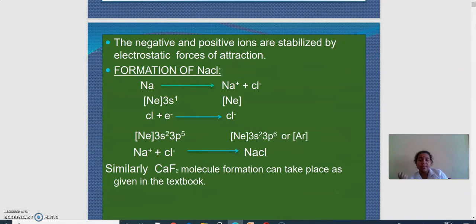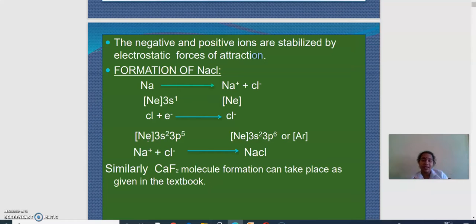If we take the example of sodium chloride, sodium has the outer electronic configuration of neon and 3s1, that is 1s2, 2s2, 2p6, 3s1. It donates one electron to chlorine, whose electronic configuration is 1s2, 2s2, 2p6, 3s2, 3p5. In general form, sodium's atomic number is 11, so its configuration is 2, 8, 1. Chlorine's atomic number is 17, so it is 2, 8, 7. If sodium donates one electron to chlorine, both will form an octet.